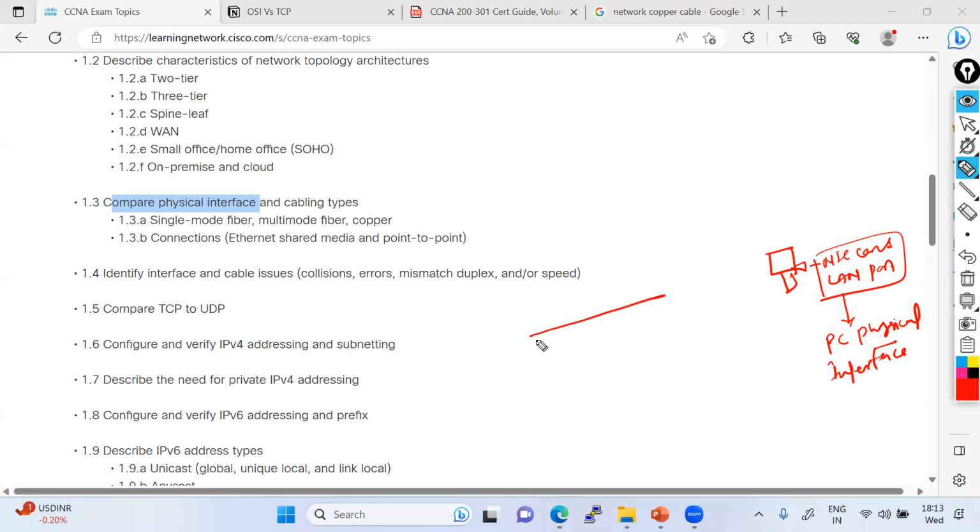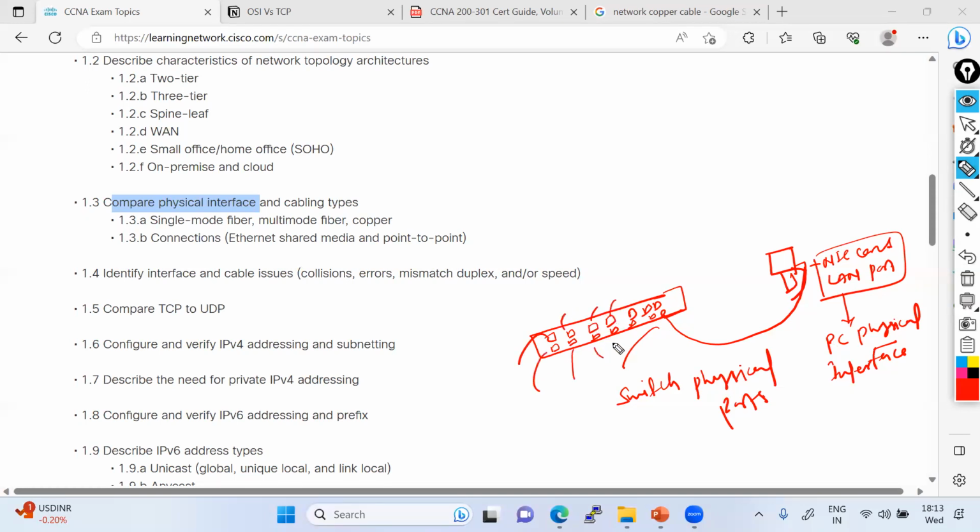If I go to the switch, as I mentioned, the switch has too many ports where I can connect multiple PCs and multiple network devices. So maybe from this port I can connect to this port. These are all the switch physical ports. These are the switch physical ports.